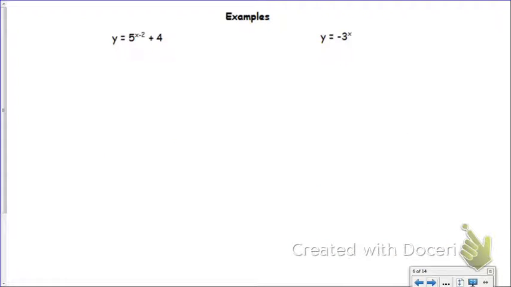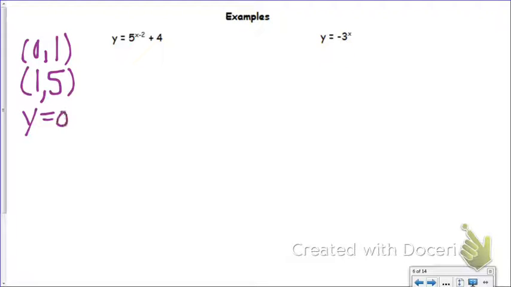So I have this function here. So the first thing I'm going to do is I need to identify what my normal parent function points are. So this is exponential. So my exponential parent function goes through 0, 1, 1 comma the base, and in this case my base is 5, and then has an asymptote at y equals 0. And what we're going to do is just apply whatever transformations we see. So this graph has a shift horizontally to the right 2 and up 4.